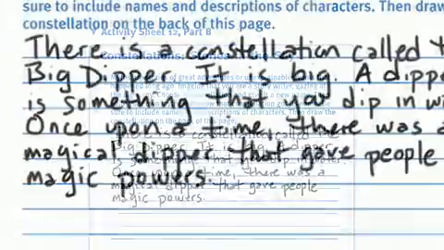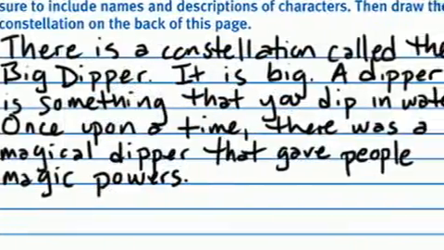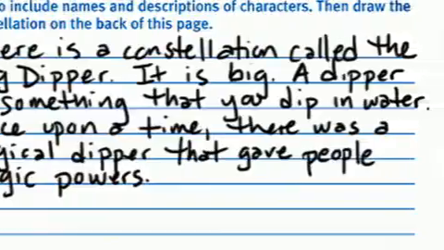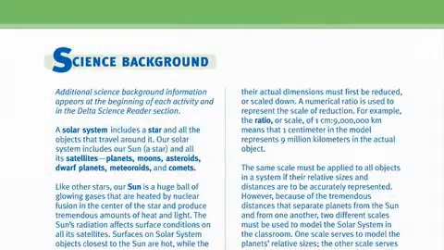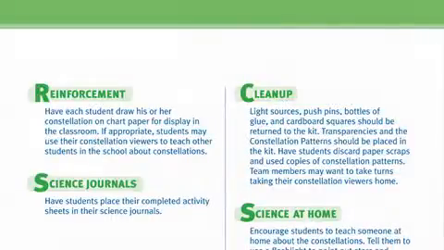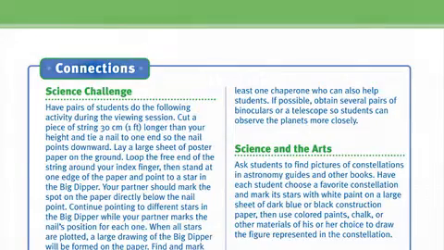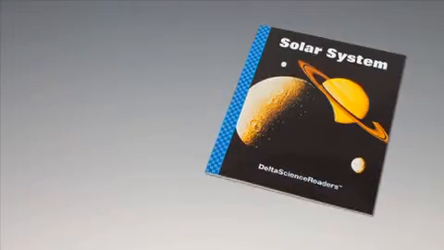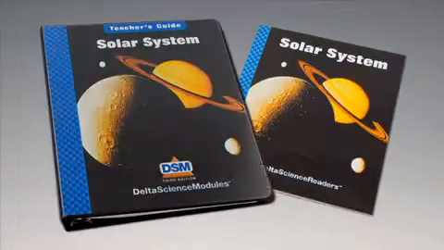Call attention to parts of the stories that involve Earth and other objects in our solar system, as well as other stars. To conclude the activity, discard or recycle paper scraps and used constellation patterns, and return all other materials to the kit. For science background, reinforcement activities, curriculum connections, and information about the Delta Science Reader, please consult your DSM Teacher's Guide.